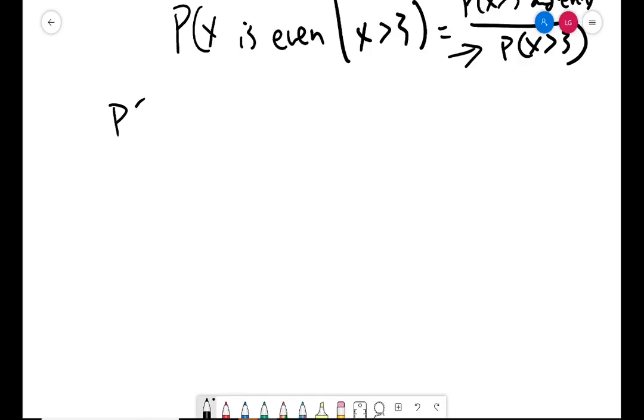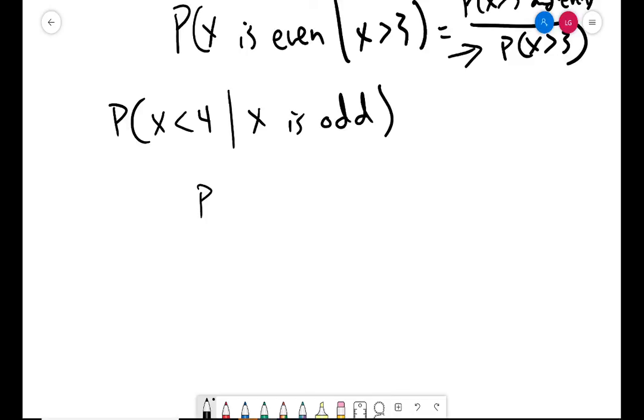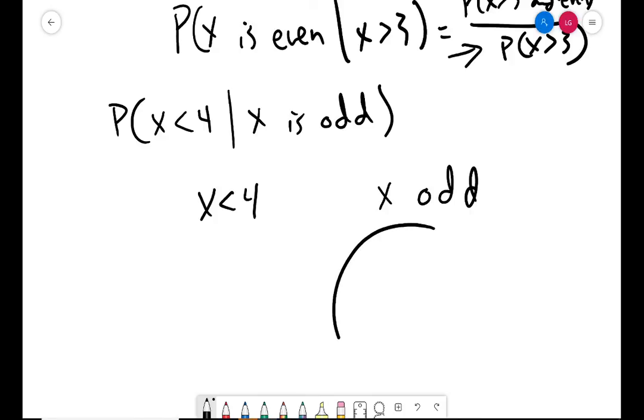Let's take a look at another one. The probability of getting less than 4 given that it's odd. Another way of looking at this: let's look at the two outcomes as event diagrams.